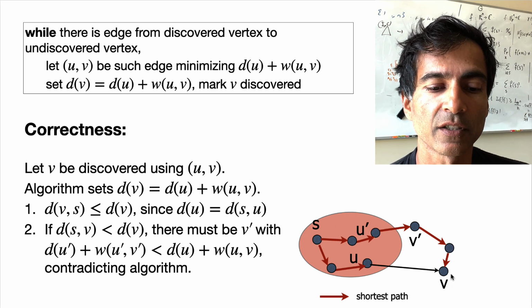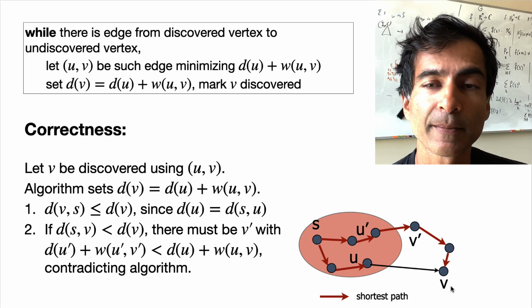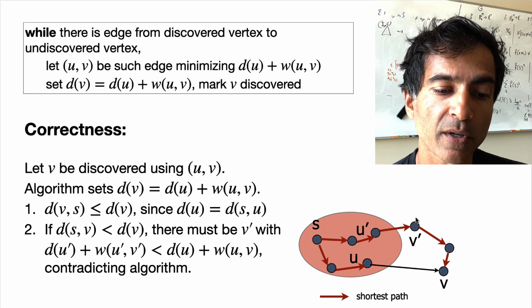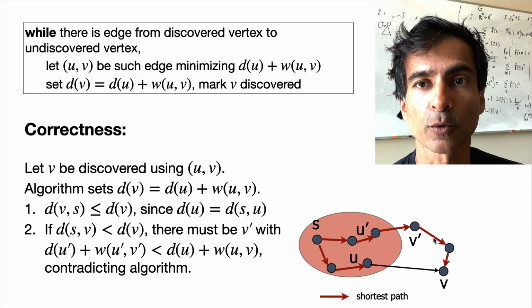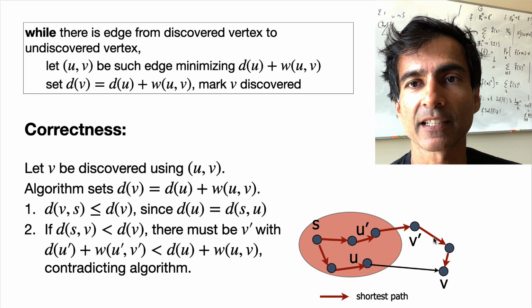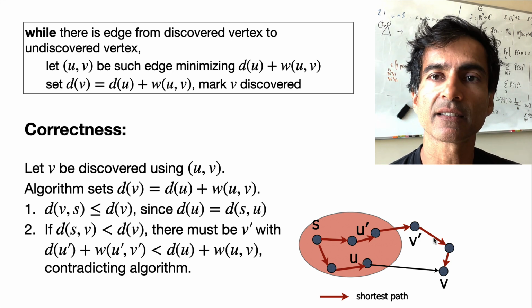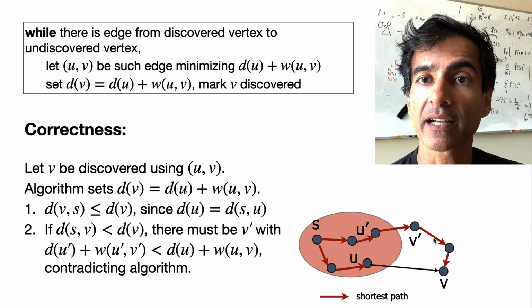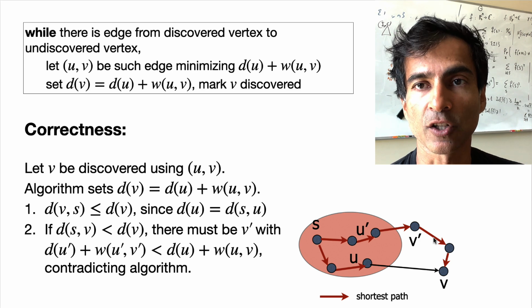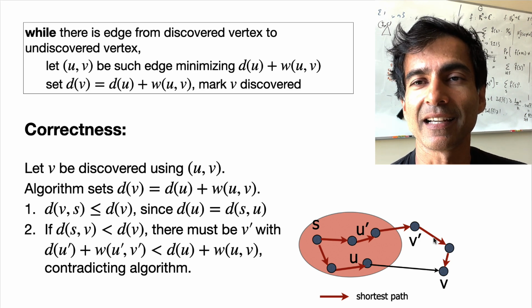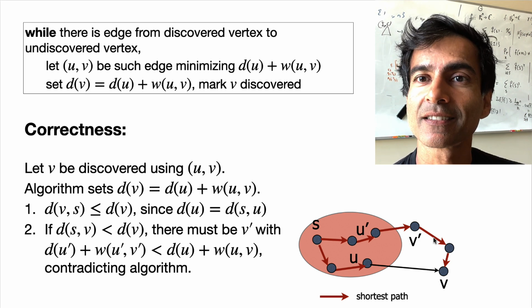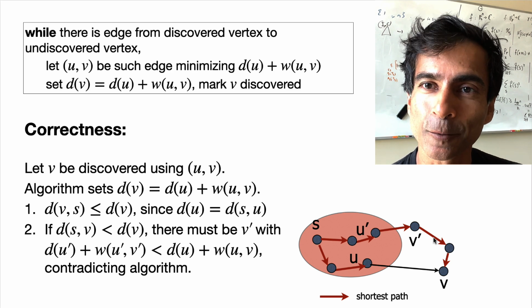So the d_v value we're assigning here must be correct, because if not, then there would be a vertex v prime that would be cheaper to discover at this point. So that's the idea of the algorithm. And in this proof, we use the fact that all of the edge weights are non-negative. And if that's not obvious, you should think about exactly where we use that fact.